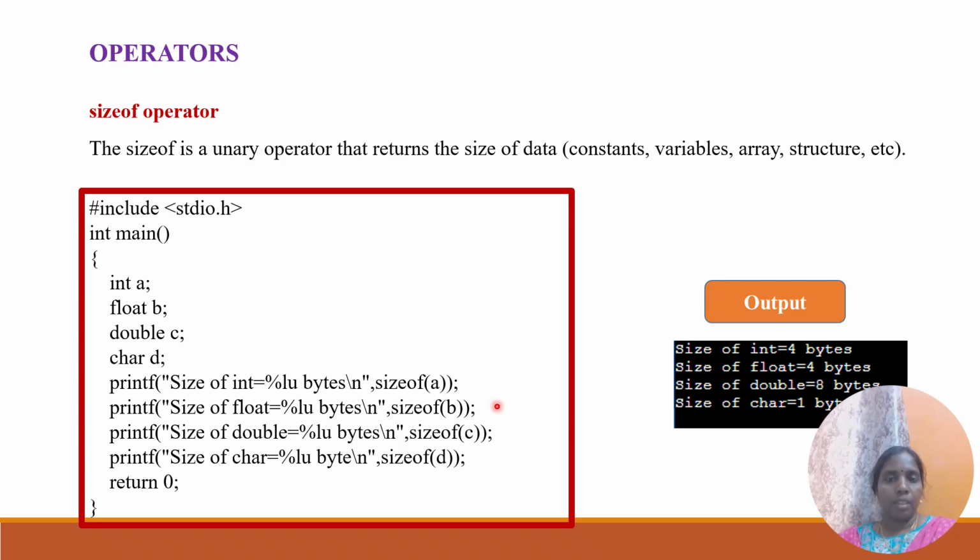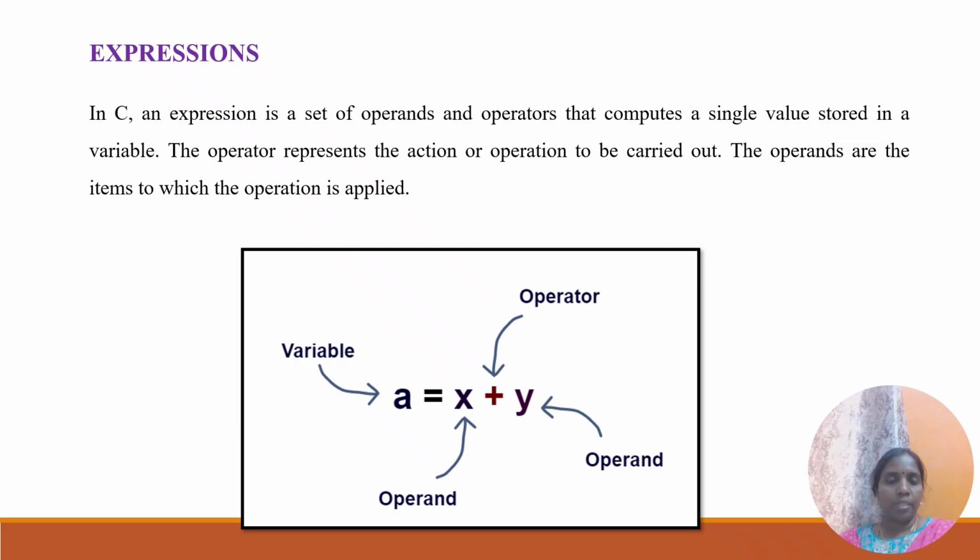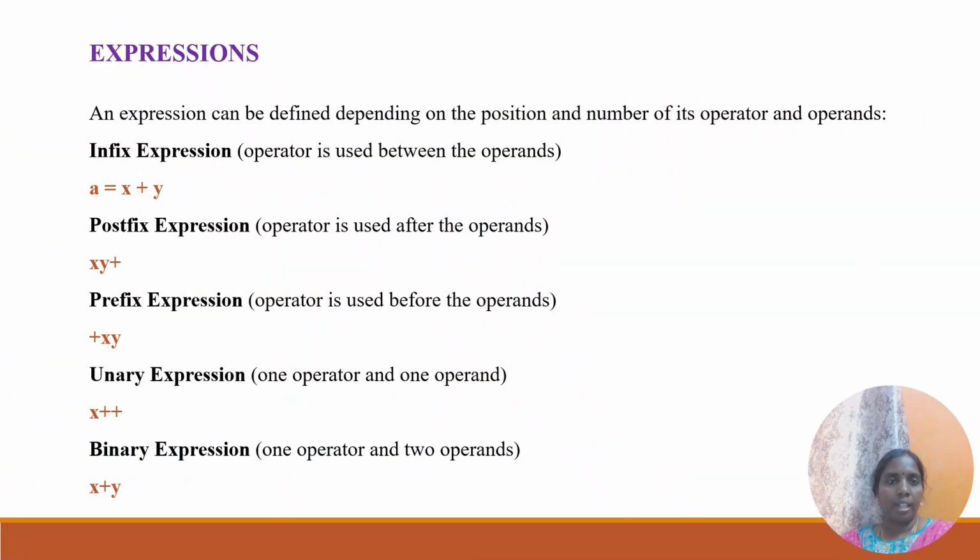The next is that an integer occupies 4 bytes, a float occupies 4 bytes, a double is 8, and a character is 1 byte. So for expressions, this is a variable, the operator, and x and y are the operands. So in a = x + y, the plus is the operator, a is a variable, and x and y are the operands. This is how you declare an expression.